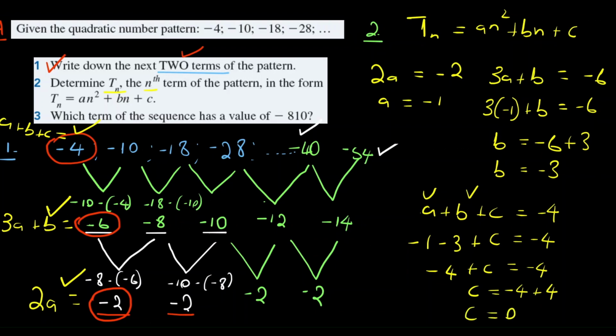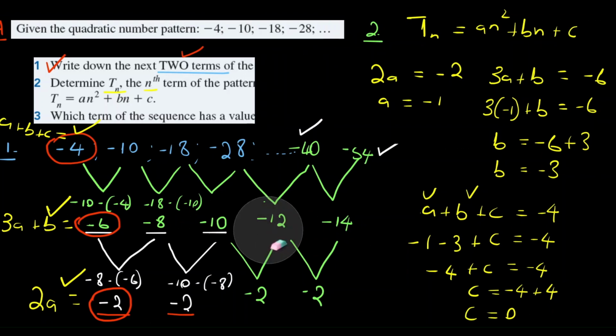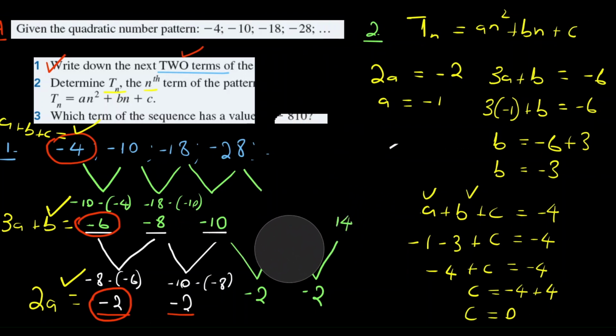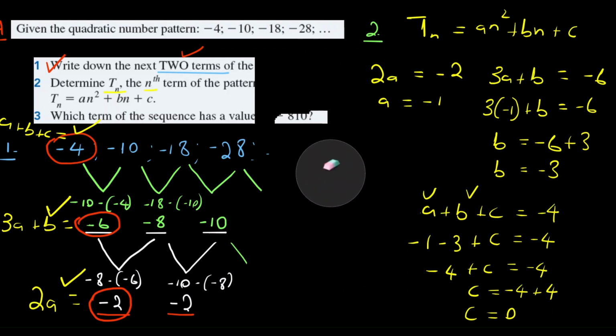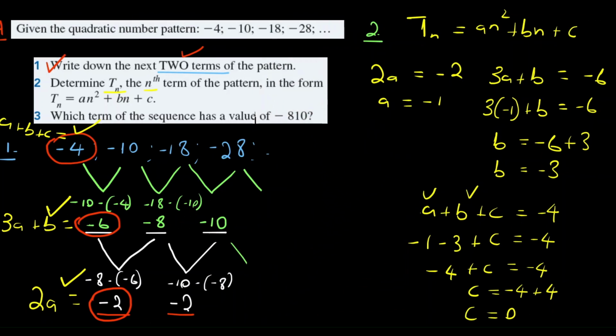So really we have to write this in the form of the general term. And how do we do that? We have to stipulate what Tn is equal to. Therefore, our Tn is written as: our a value is -1, so it will be -n squared, and our b value is -3, it will be -3n, and our c value is 0. So therefore, our general term, Tn, is -n squared minus 3n.